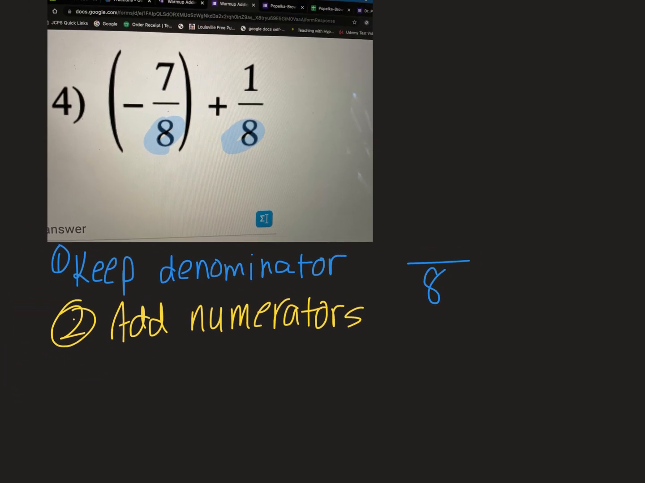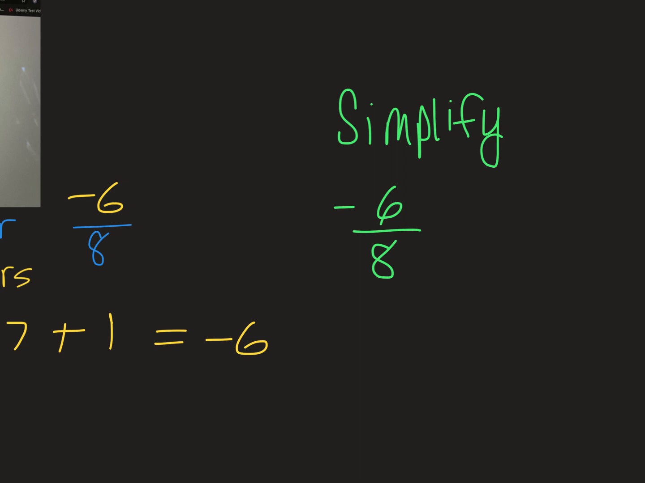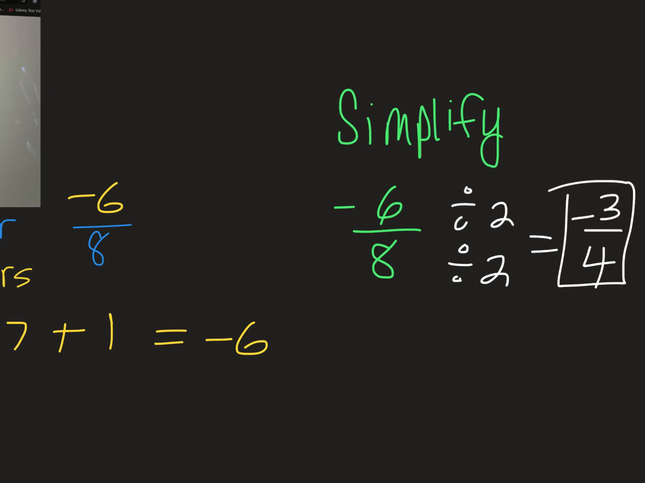So we have a 7 with a negative in front of it, so that'll be -7, plus we have just a +1, so those equal -6. And once again, 6 and 8 can both be divided by 2. So that is going to leave us with a negative 3/4. That's kind of weird how that turned out. Same as the last one.